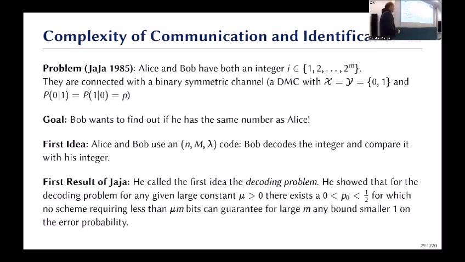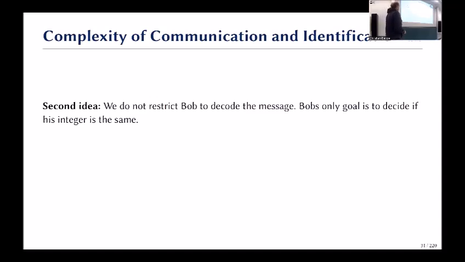And the first result of Yao is a decoding problem. He showed that for this protocol, the so-called decoding problem, for any given large constant mu, there exists a p0 between 0 and 1/2, for which no scheme requiring less than mu times n bits can guarantee, for large n, any bound smaller than 1 on the error probability. That means it's not possible to have a linear number of bits, so mu times n bits is somehow not possible. He thinks perhaps it's possible if he changed the model.